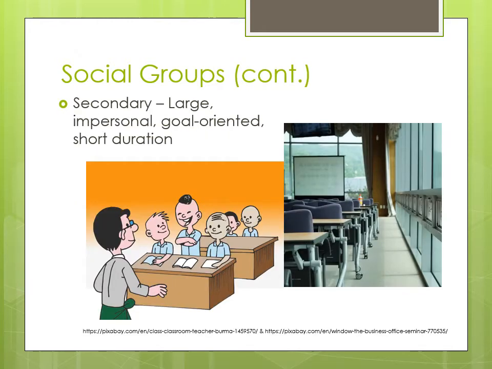Secondary groups are then larger groups that are together for a small period of time, and then they disband. And so these tend to be goal oriented or impersonal.